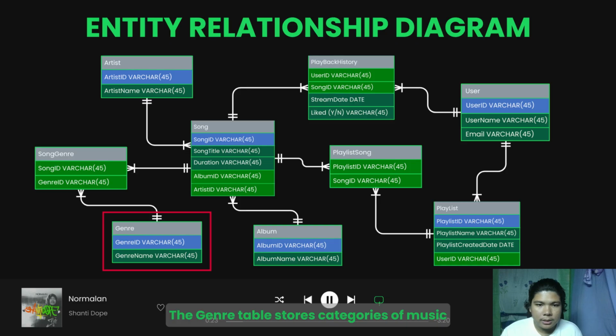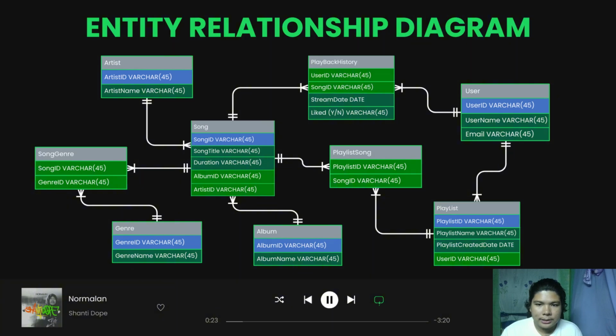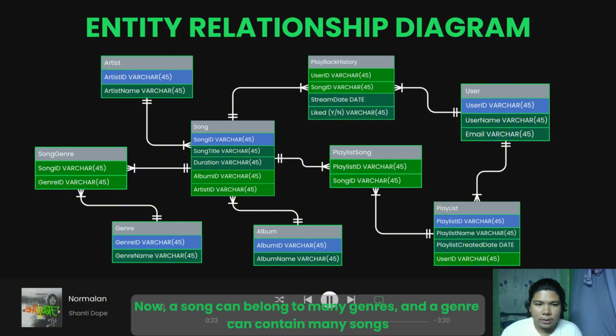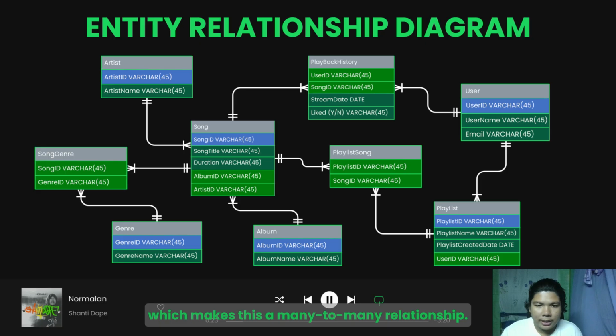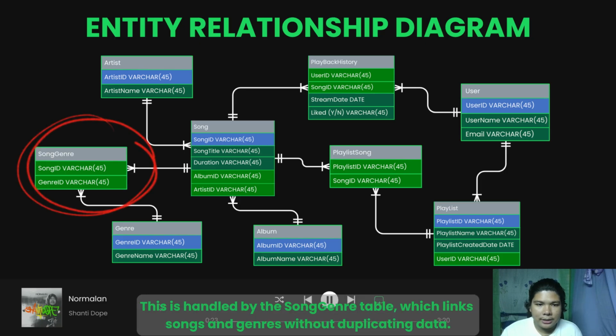The genre table stores categories of music such as pop, rock, or jazz. Now, a song can belong to many genres, and a genre can contain many songs, which makes this a many-to-many relationship. This is handled by the song genre table, which links song and genre without duplicating data.